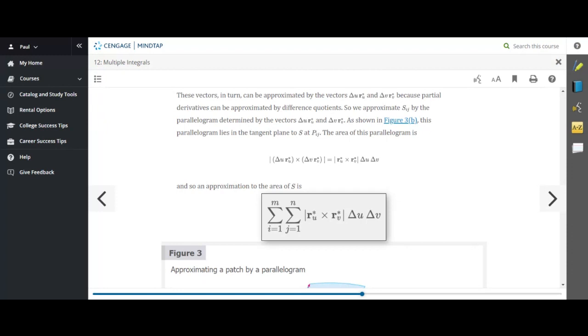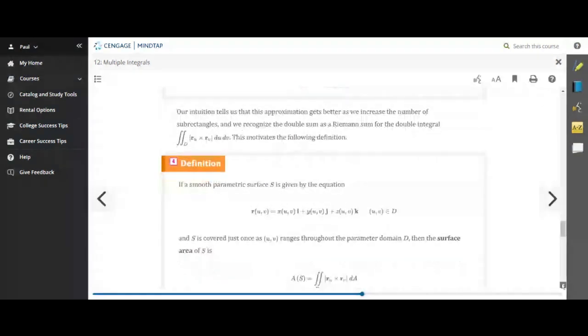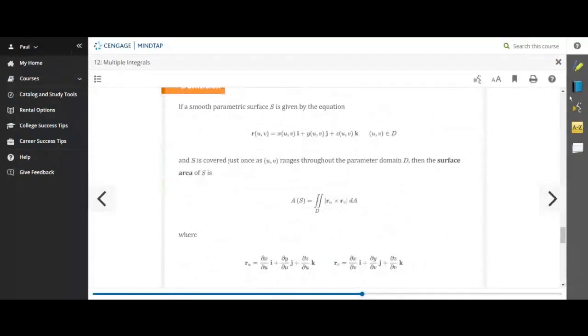So now, what do you think is going to happen to this double sum as we sample more points and have smaller and smaller patches? What's the double sum going to become? It's going to be a double integral. And this now gets us to a formula for the surface area.